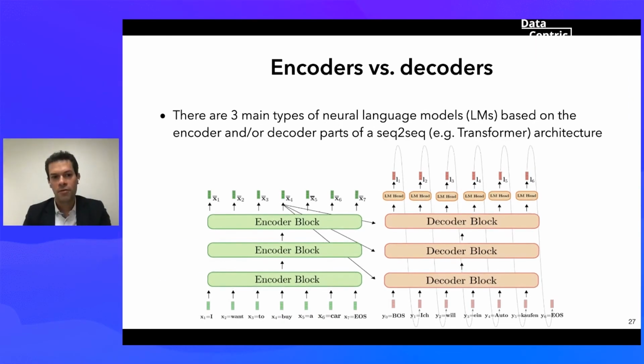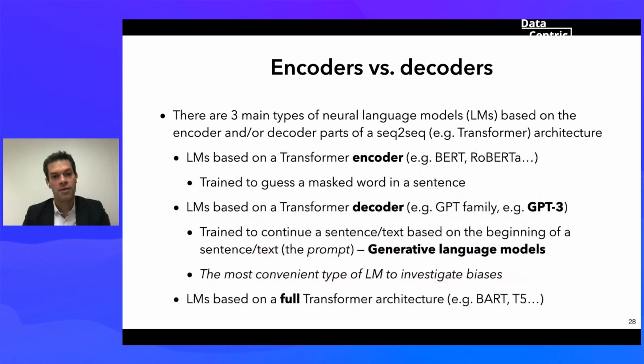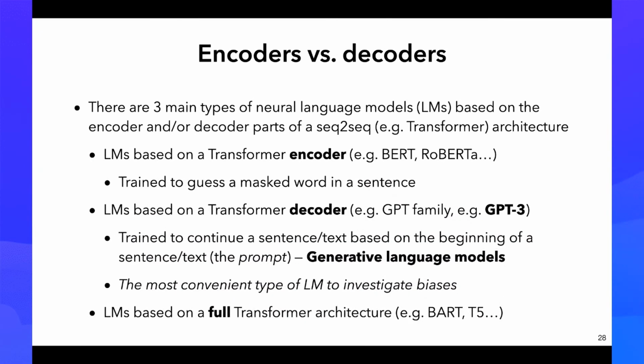As you probably know, there are three main types of neural language models based on the encoder and/or decoder parts of a sequence-to-sequence architecture, for instance, the transformer. Some language models are based on the transformer encoder. This is the case of BERT, RoBERTa, and others. The task on which they are trained is to guess a masked word in a sentence.